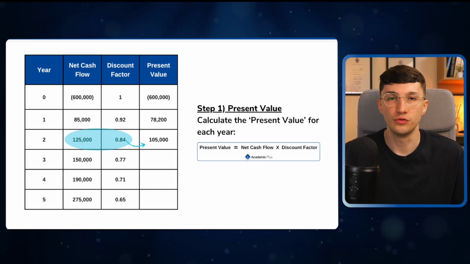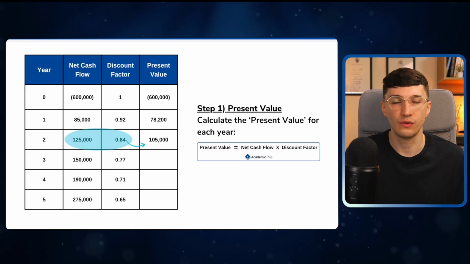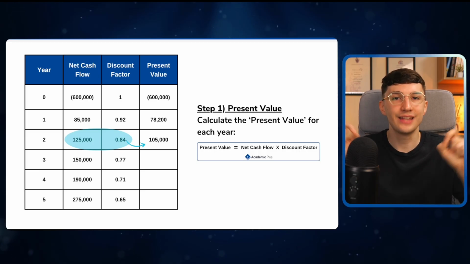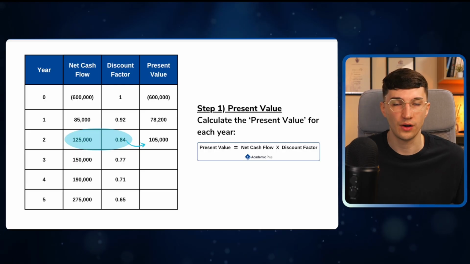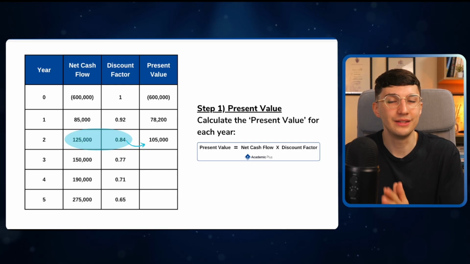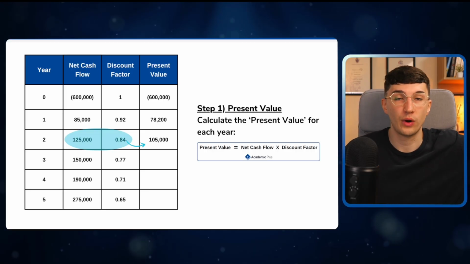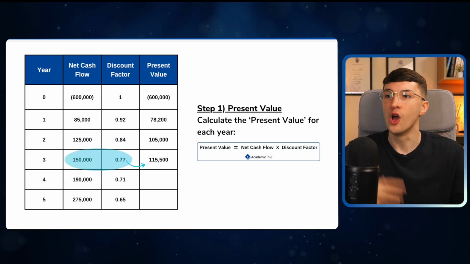So what we are saying, that year 2 net cash flow of us gaining £125,000, well, in today's world, that is only going to be worth £105,000. Because remember, inflation makes the value of money decrease. So £105,000 today is worth £125,000 in 2 years' time. And we just do the same thing.